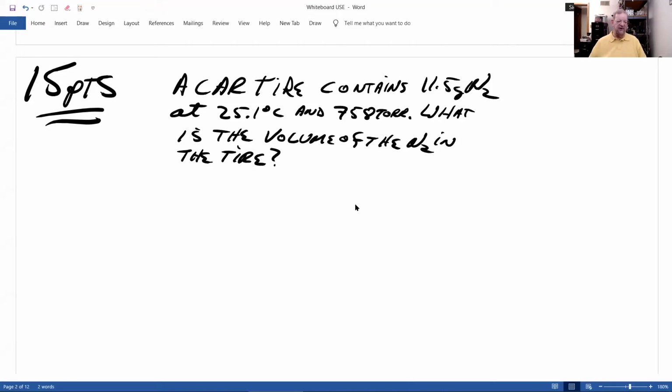All right, let me read this to you. A car tire contains 11.5 grams of nitrogen gas, N2, at 25.1 degrees C and 758 torr. What is the volume of the nitrogen in that tire? I'm going to give you about 30 seconds. You figure out what you are trying to find and what you are given.